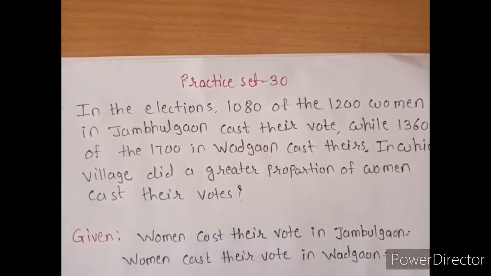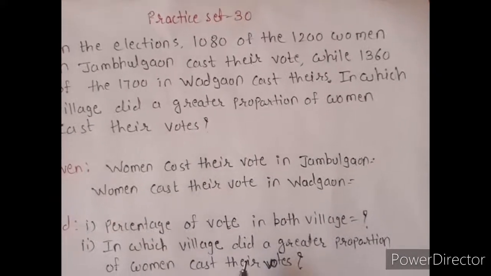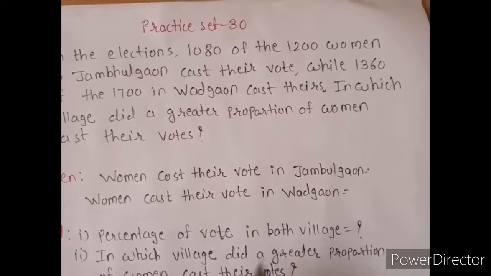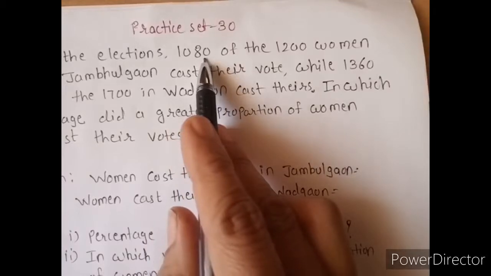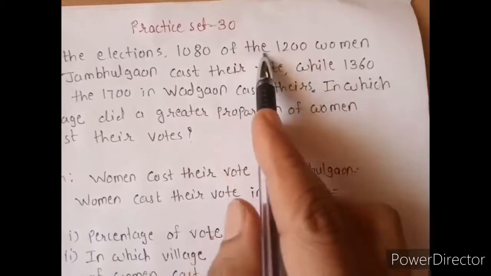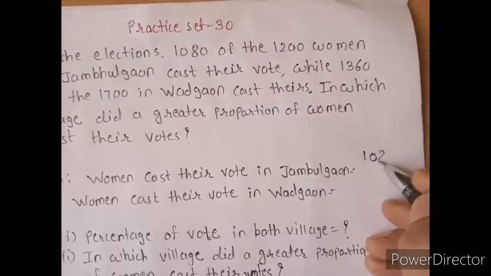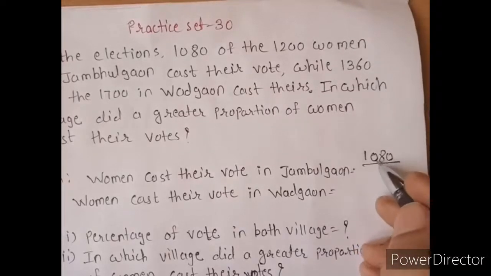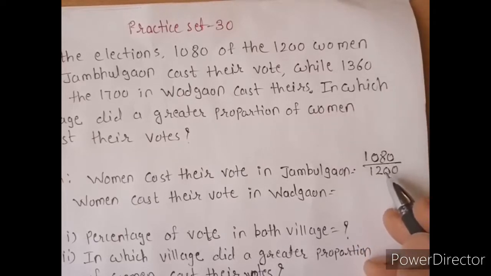now women cast their vote in Jambulgaon. So observe the question and tell me how many women cast their vote in Jambulgaon. Yes, 1080 out of 1200 women. So write down these figures in ratio form. 1080 women cast their vote out of 1200 women. So total women in Jambulgaon are 1200. Out of that 1080 women cast their vote.